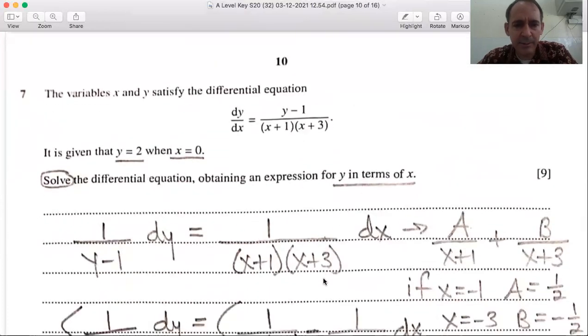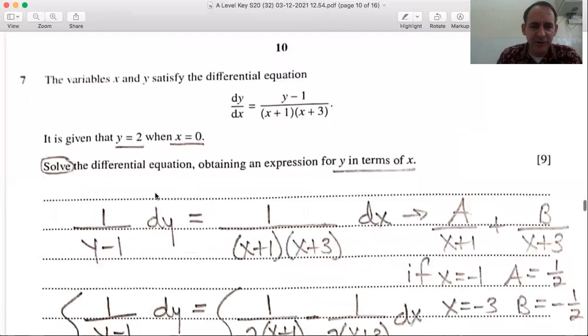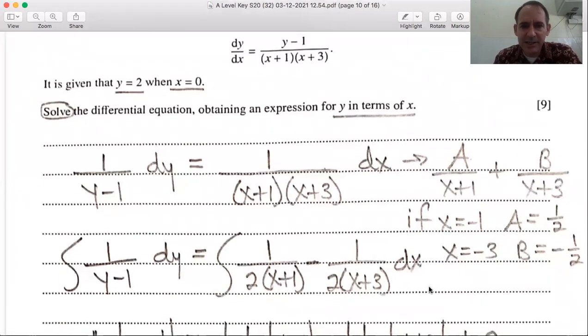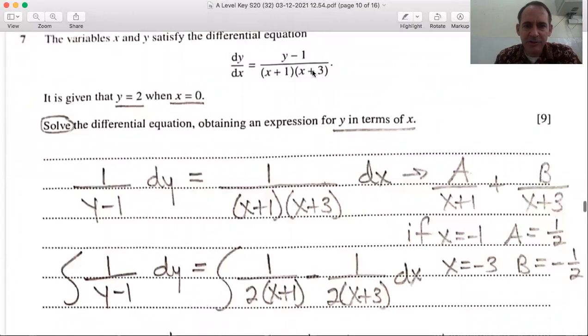Now moving on to number 7, we have differential equations, quite obvious from the equation given, plus they tell it in the question. It's given that y equals 2 and x equals 0. Solve the differential equation, obtaining an expression for y in terms of x. This one is a bit challenging as well. First, you need to separate your variables. So separate, integrate, and then find your plus c.